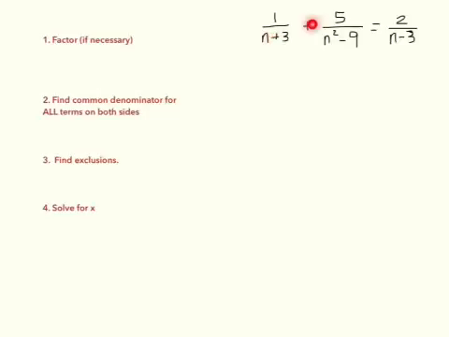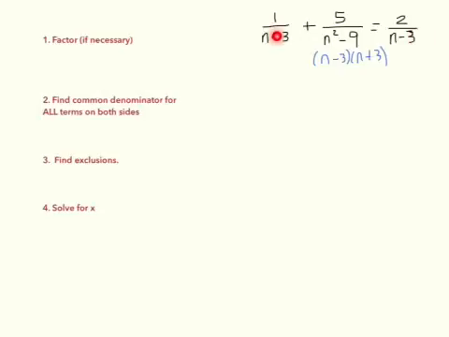We have a rational plus a rational equals a rational. We still want to factor. It's always the first thing you want to try to do. So here I could factor n squared minus 9 and get n minus 3 and n plus 3. Then I want to find the common denominator for all of the terms on both sides. So I want to make all of these have the same denominator.